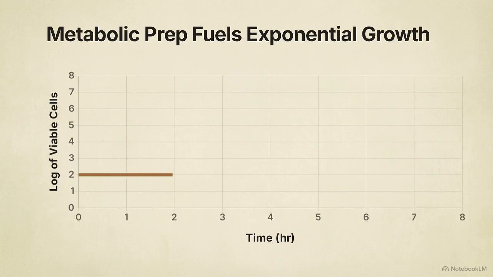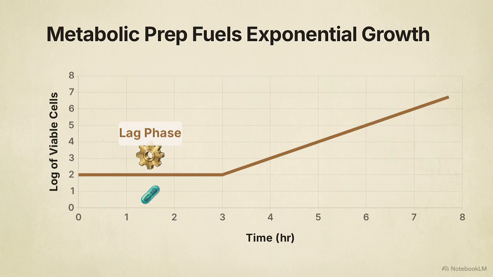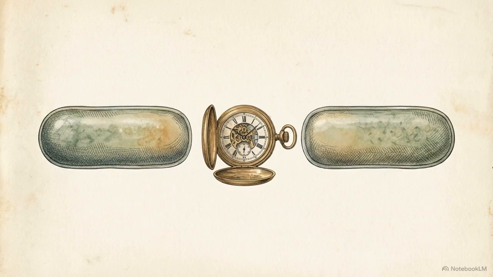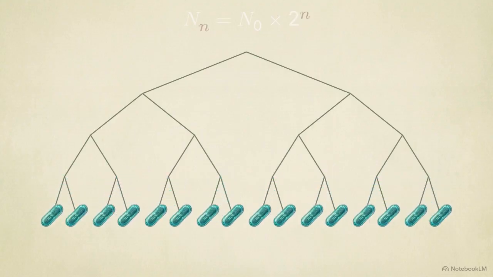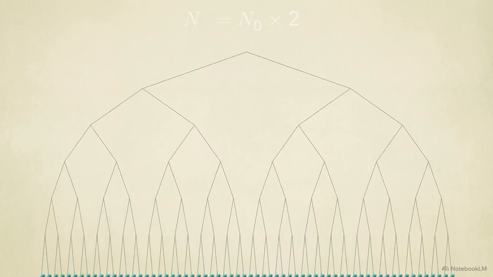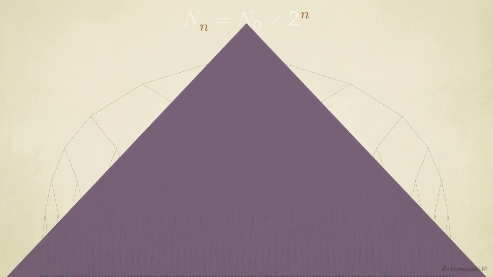Returning to the growth curve chart, the population line sits flat. This is the lag phase. Cells aren't dormant. They undergo intense metabolic tooling up, synthesizing enzymes for their new environment. Once equipped, cells divide, and the line angles sharply upward into the exponential phase. The interval required for the population to double is the generation time. Because division is continuous, the population explodes via a strict geometric progression, expressed by the equation N_n equals N_0 times 2 to the power of n.